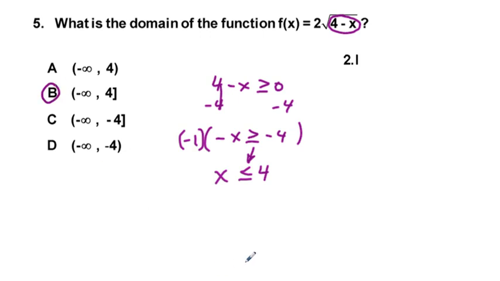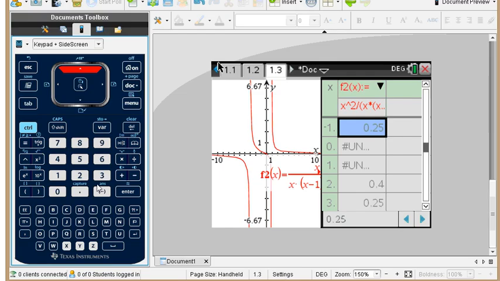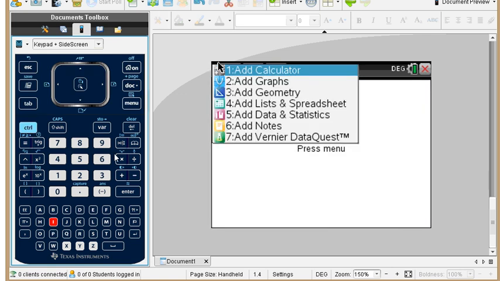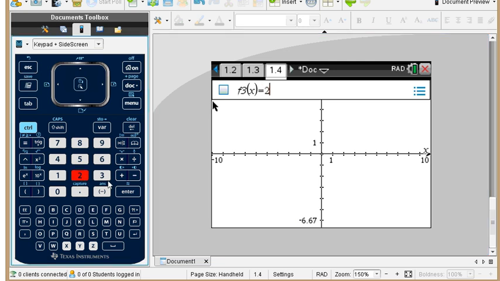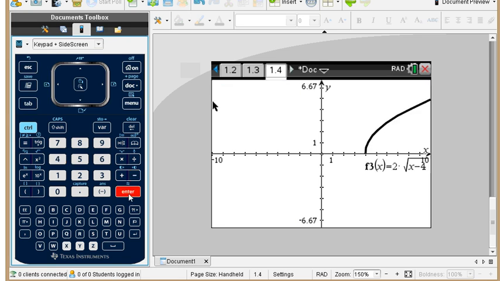And again, graphically, you go to the calculator, we go to 2 times the square root of quantity x minus 4, and then we see this kind of arrangement. Actually, it was 4 minus x, wasn't it? Let's go back.